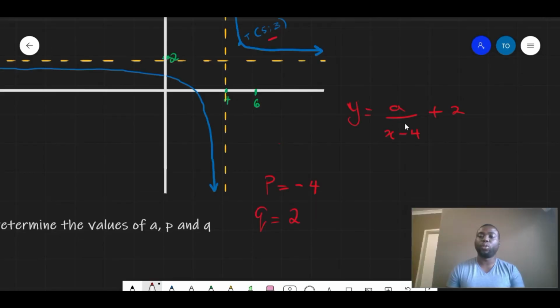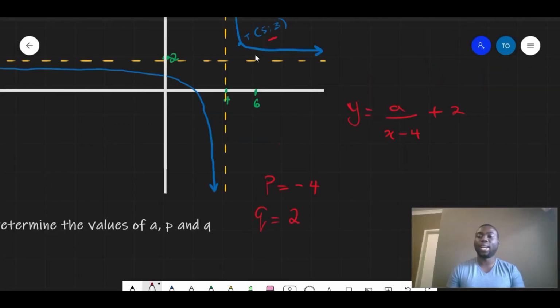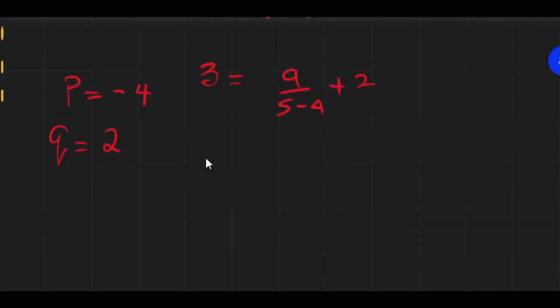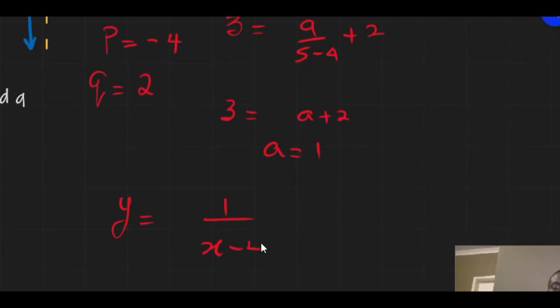For us to be able to get our value for a, we need to substitute one other point that we haven't used in calculating so far. So we've used the 2, we've used the 4, but we haven't used this coordinate here for our T, which is (5, 3). And that's what we're going to try to substitute to help us get our answers. And that's it.